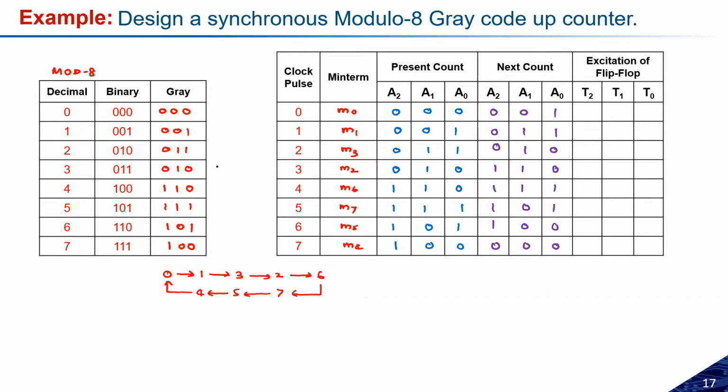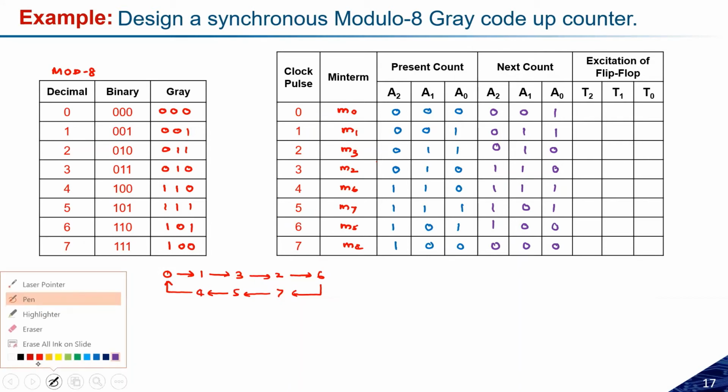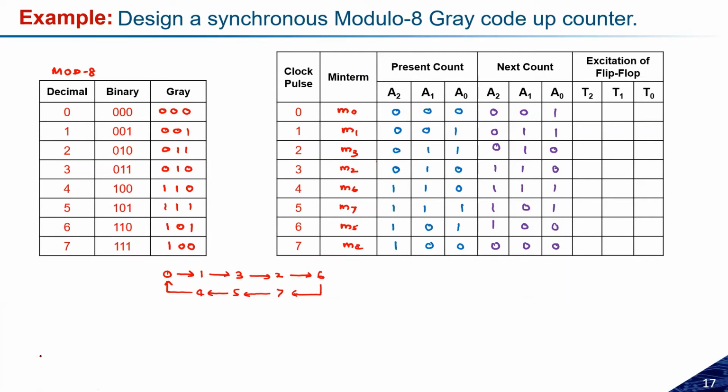Now let us talk about the excitation table. We know that it looks like Qt and Qt plus 1, and T will be something like this: 0 0, 0 1, 1 0, and 1 1. If this is the sequence, then T should be 0, 1, 1, 0. So this is the excitation table for the T flip flop.